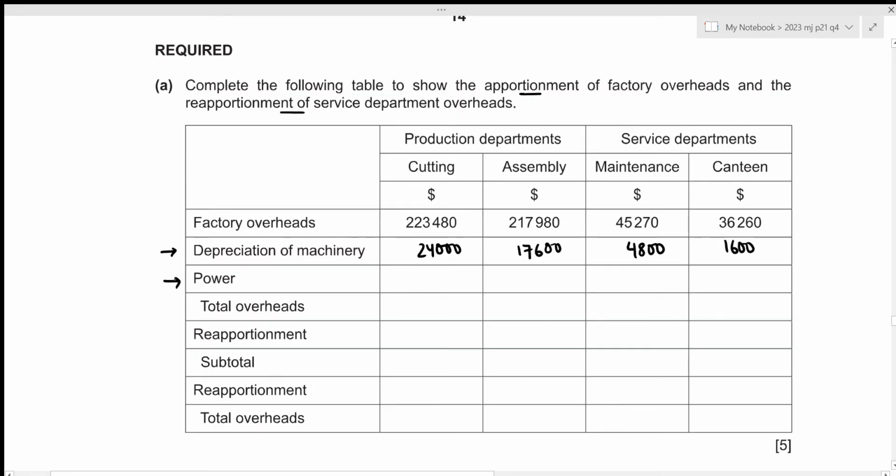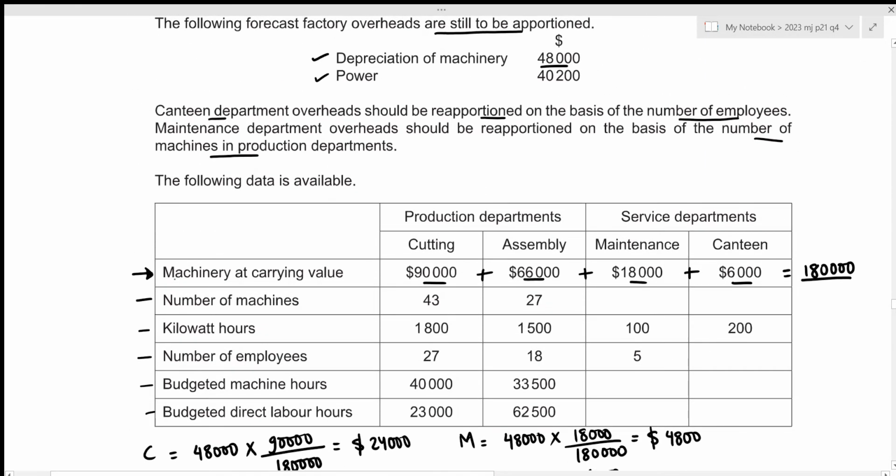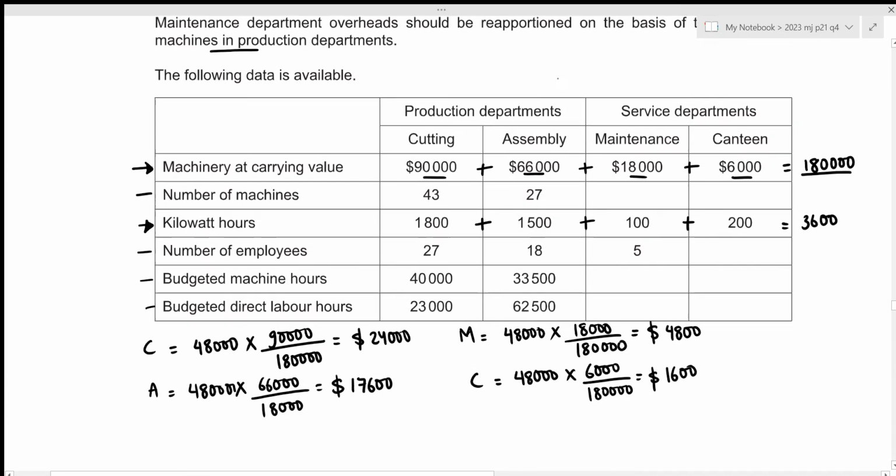Now we need to apportion power. Again, we need to figure out an appropriate basis. So for power, the most appropriate one would be the uses of electricity, which is given right here in kilowatt hours. Again, the first thing that we need to do is figure out the total of kilowatt hours. So that's going to be 1,800 plus 1,500 plus 100 plus 200. Which results in 3,600, and we're given the total power to be 40,200.